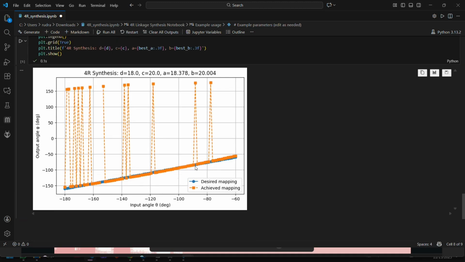Now this is the visual that we have achieved. As you can see, all the points are exactly mapping on our desired output.